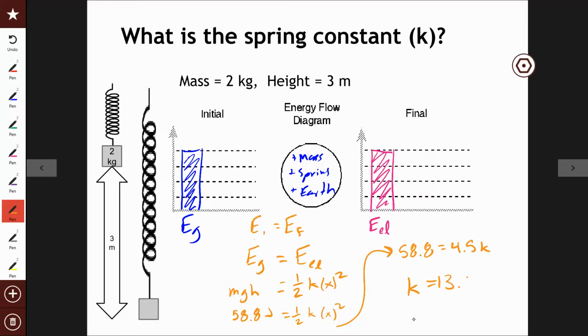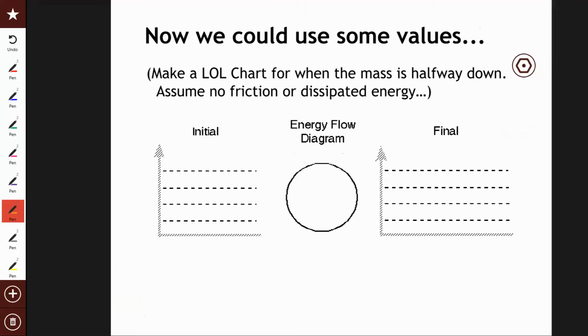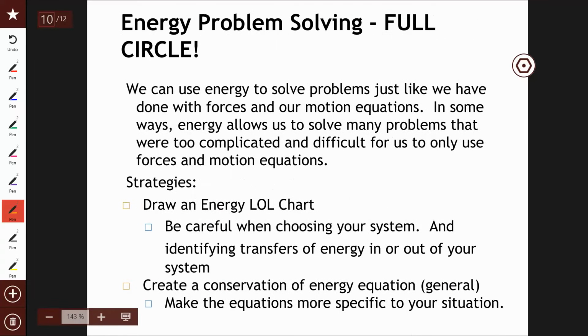We'll say 13.1. How are we getting so many different answers? 13.1 newtons per meter, sure.